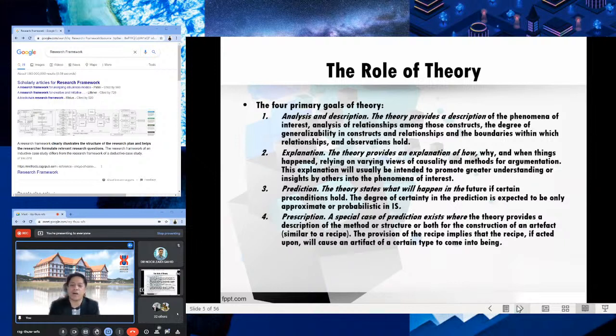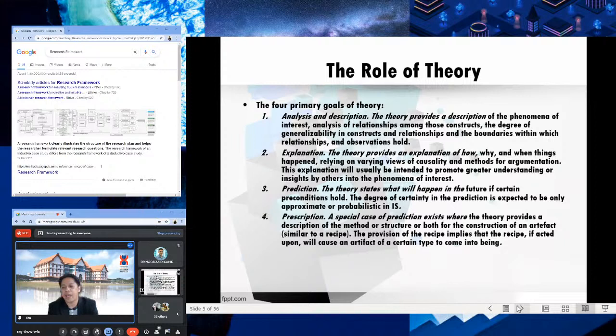So the role of theory. Why do we need theories? Theory has a role. For example, there are 4 primary goals of theories. The first one is analysis and description. Number 2 is explanation. How we can explain the conclusion of our study in a simple way or in a model.